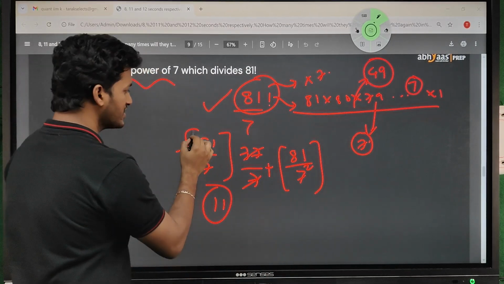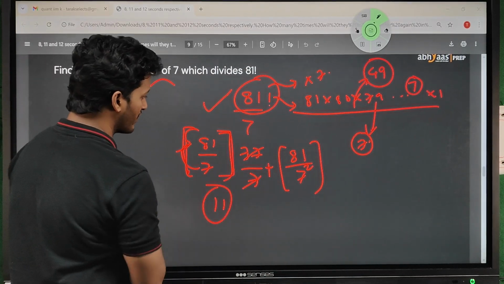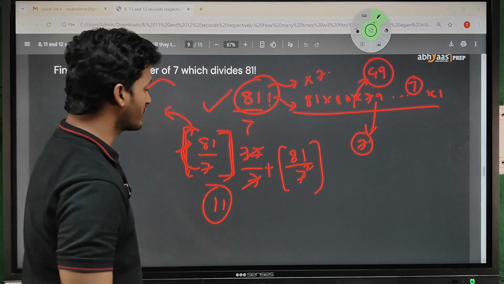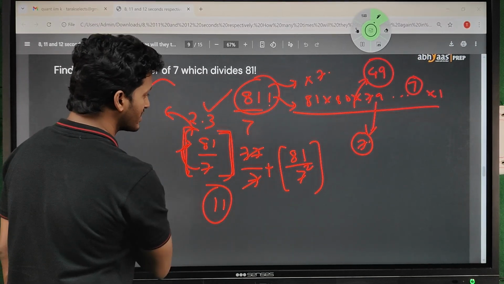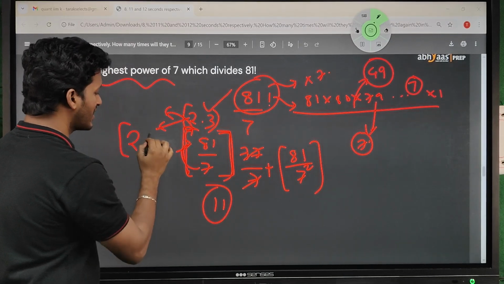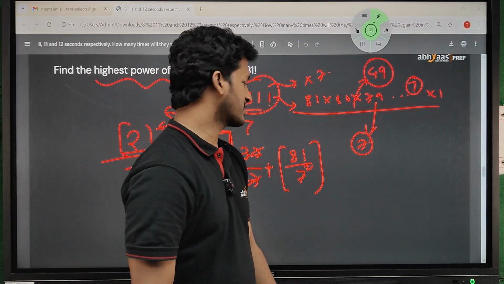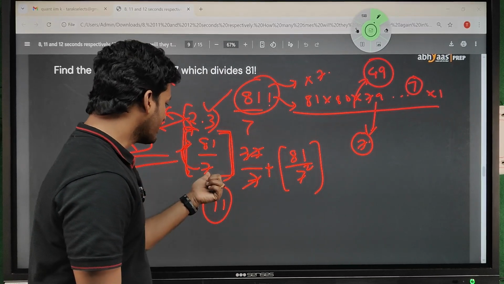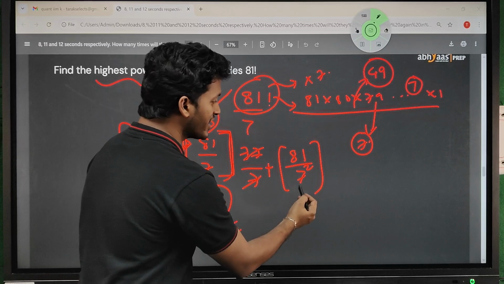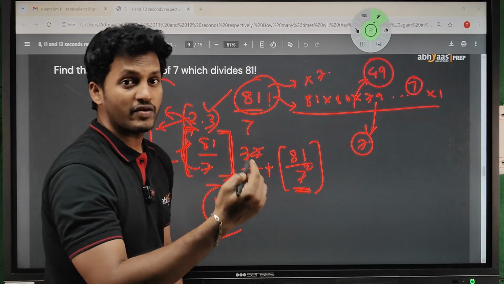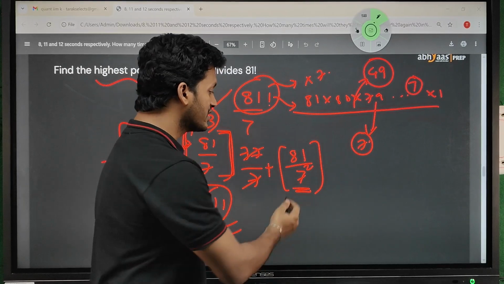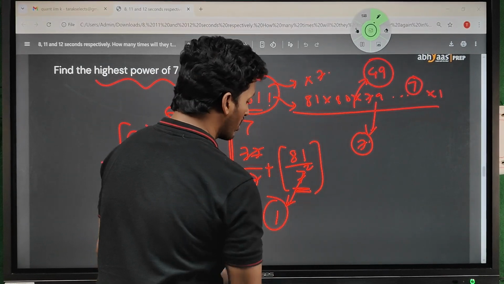What is this function? This is the integer function. Whenever you keep any number in this, it will give you the integer. For example, if I keep 2.3 in these square brackets, I will get 2 as the answer. So I am keeping 81 by 7 in this integer function first. That gave me 11, plus 81 divided by 7 square, that means 81 divided by 49. How many multiples of 49 are there below 81? There is only one 49 in that.